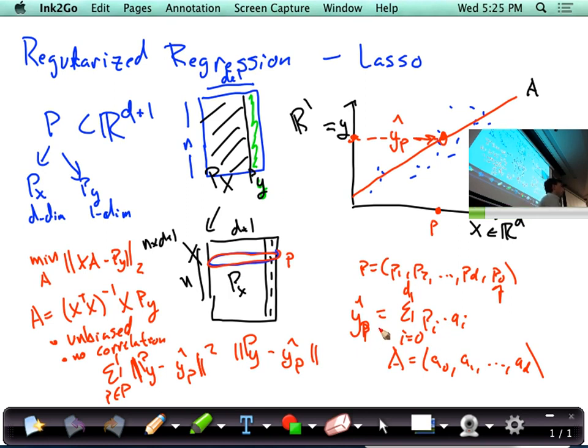Yeah. Is the third X transpose? Yes. Yeah, it should be transpose. Thanks. Yeah. So this should be transpose.